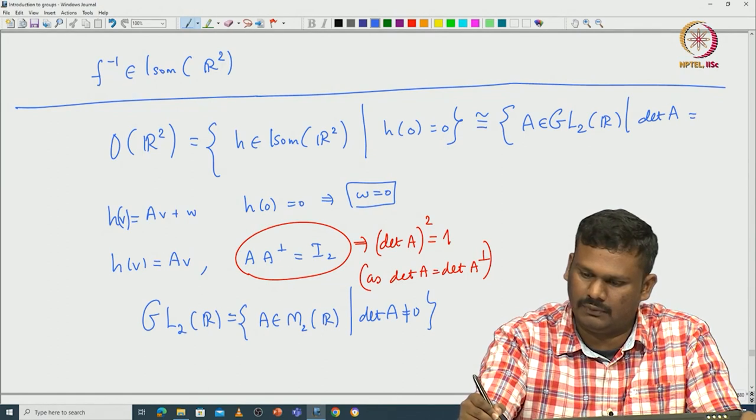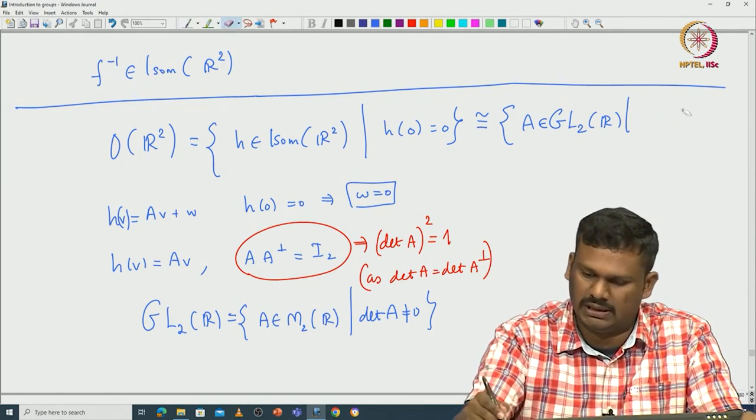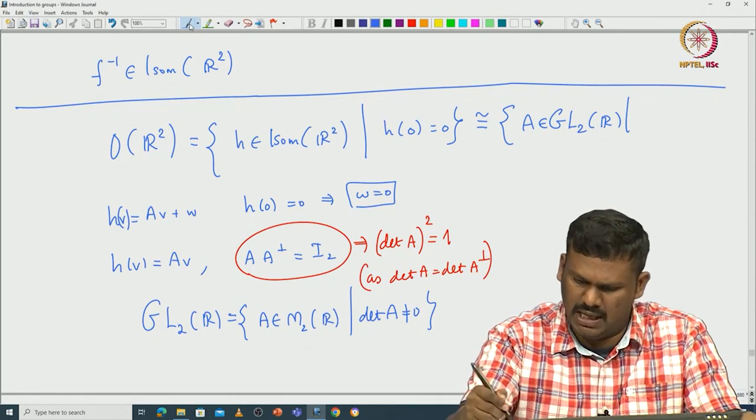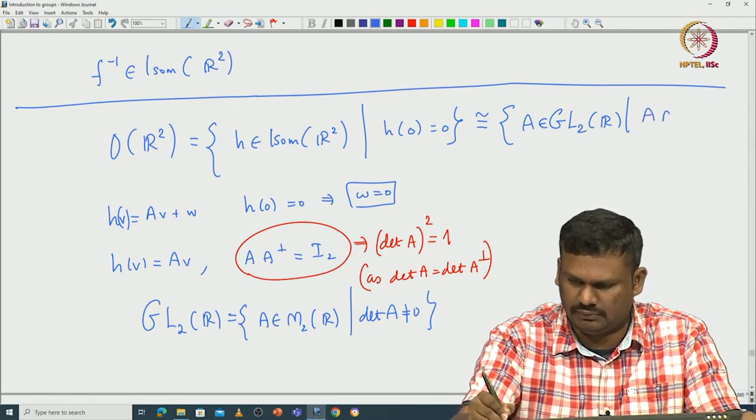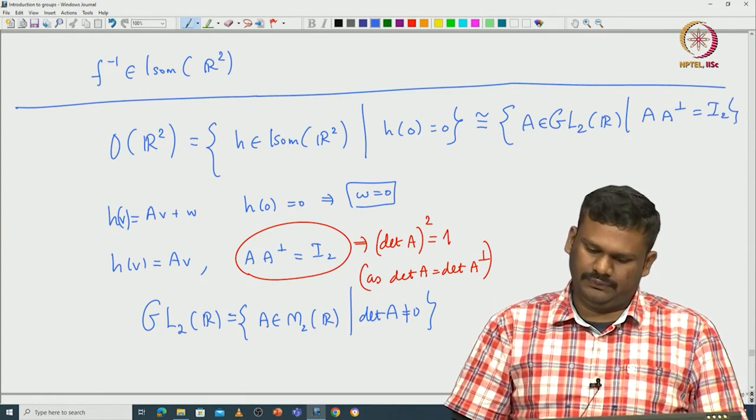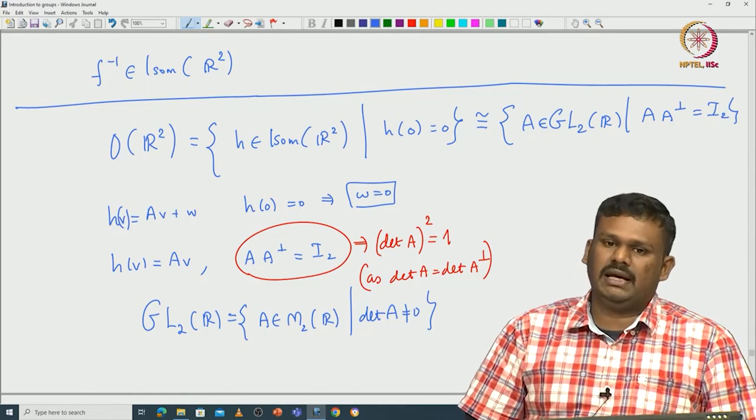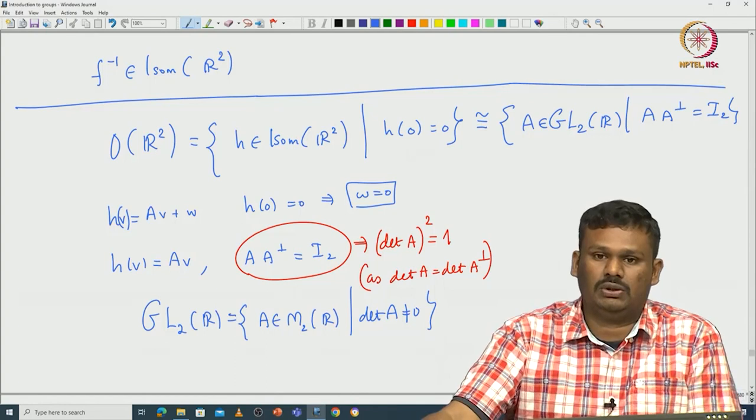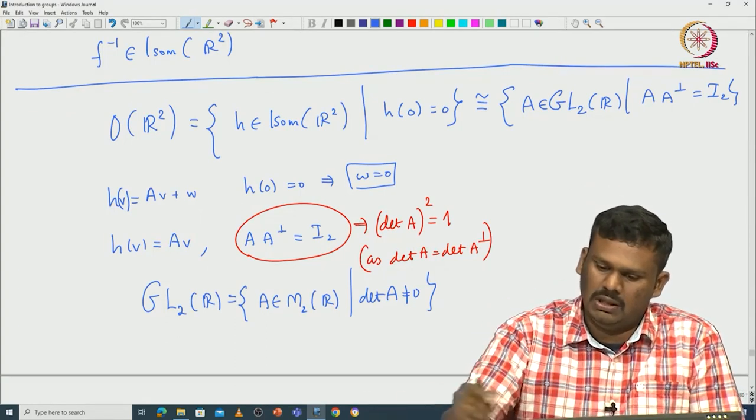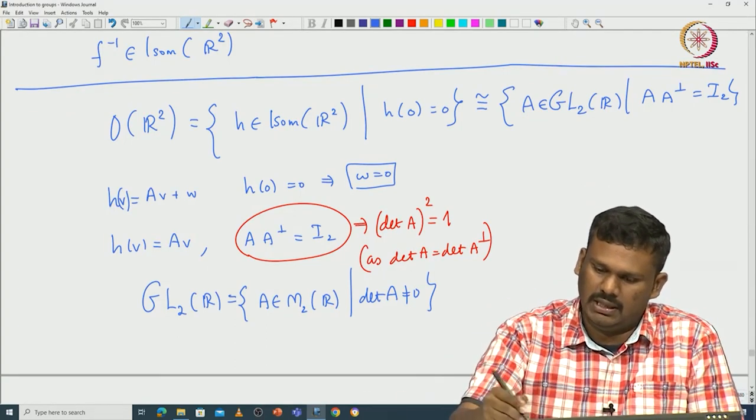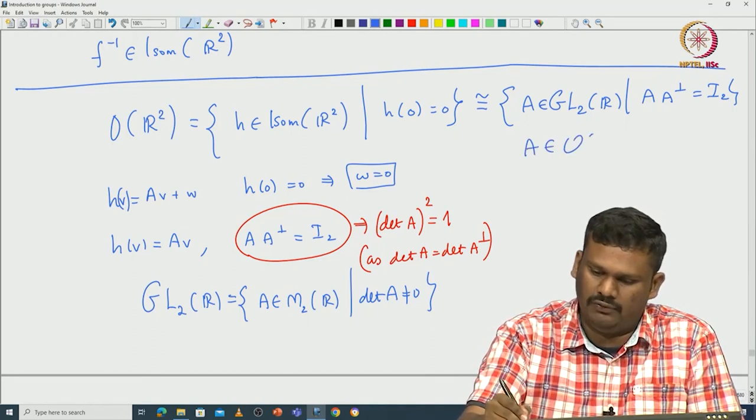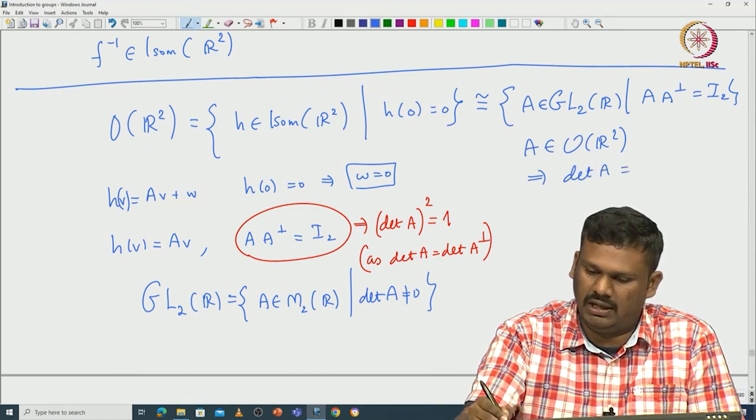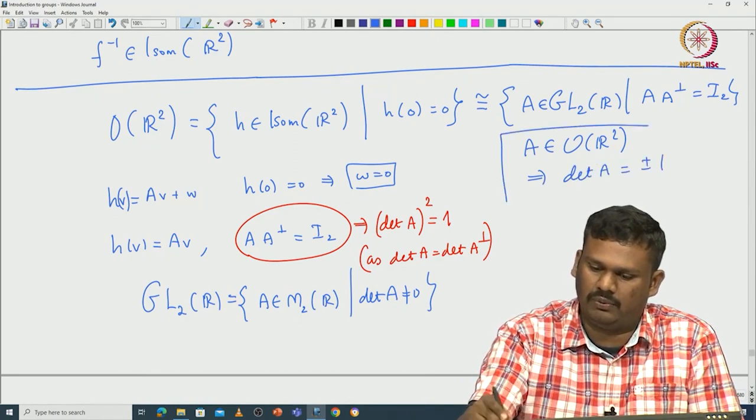Let me just write down this condition first, which says A is from GL2 of R such that A A transpose is identity. That is the condition that we are getting there. But now using A A transpose is identity, we can immediately get that the determinant has only 2 possible values. So if you take A from this O of R2, then we can immediately see that the determinant of A can be either plus 1 or minus 1.